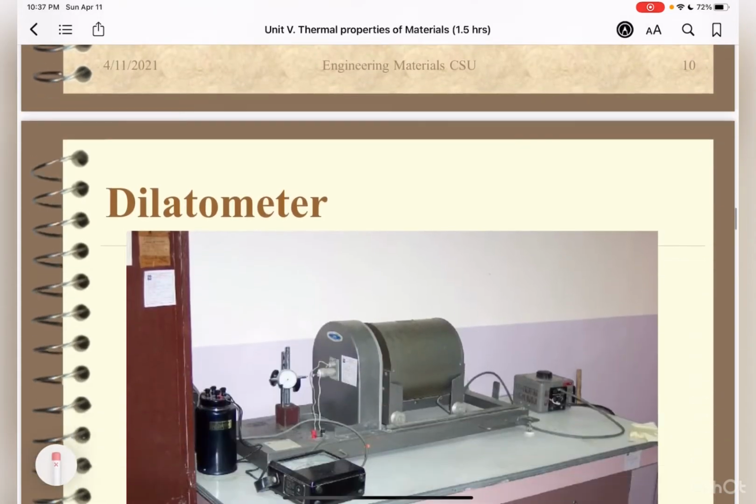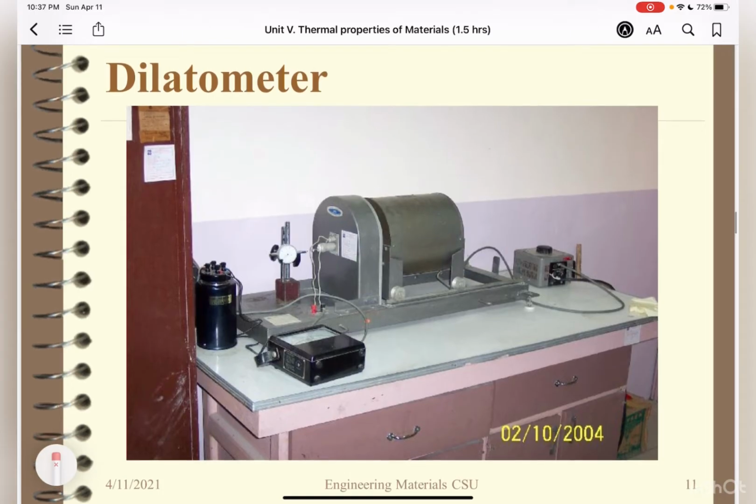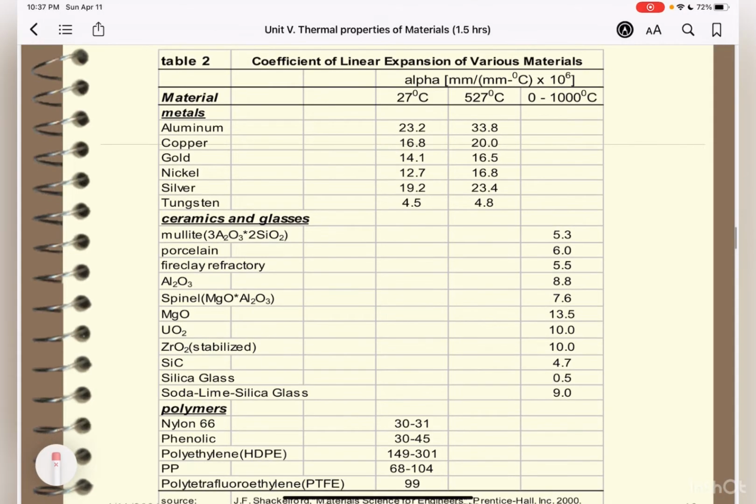Okay. I have here a dilatometer, which is found at the DOST Material Science Division. It's used to measure thermal expansion. I think I have here the coefficient of linear expansion of various materials. And for each class of materials, either metals, ceramics, or polymers, the greater the atomic bonding energy, the lower the coefficient of linear expansion.